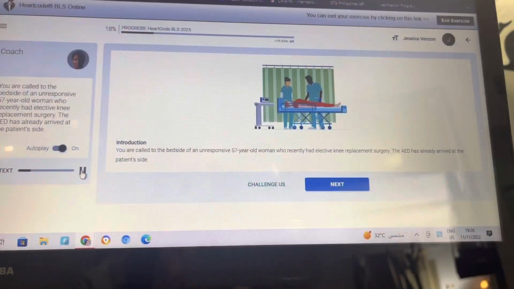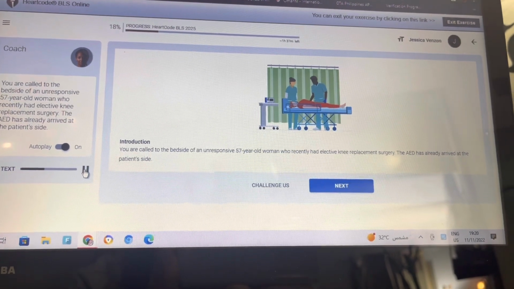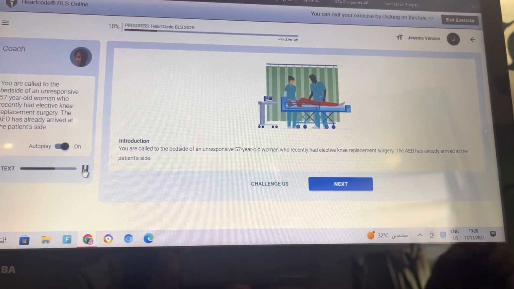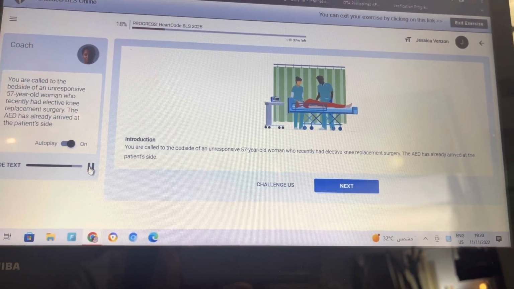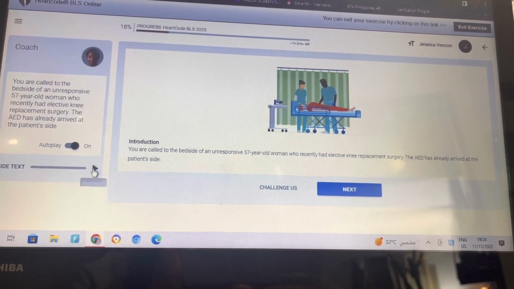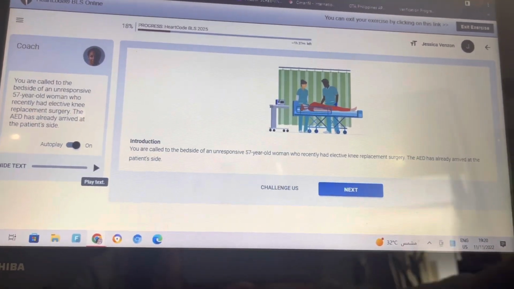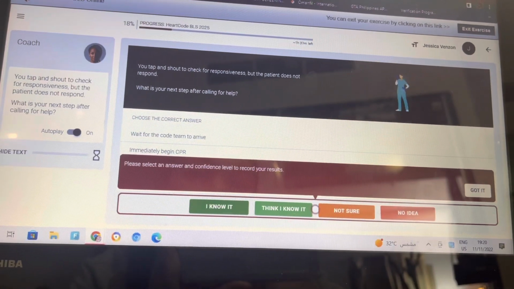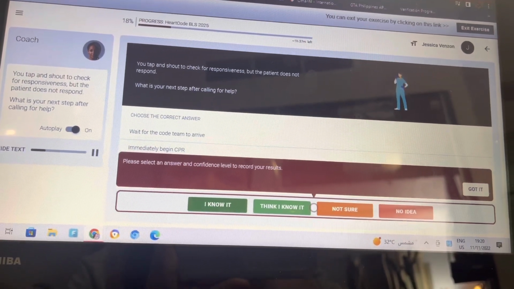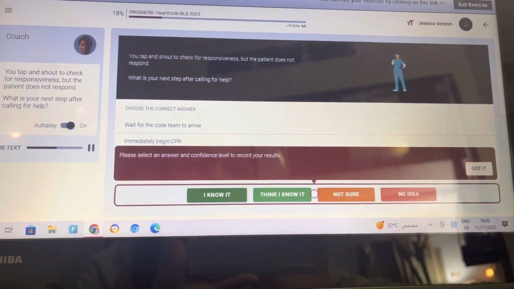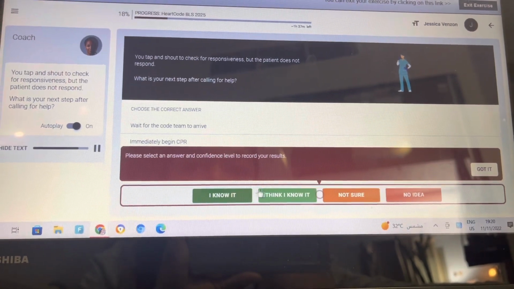Of an unresponsive 57-year-old woman who recently had elective knee replacement surgery. The AED has already arrived at the patient's side. You tap and shout to check for responsiveness, but the patient does not respond. What is your next step after calling for help?